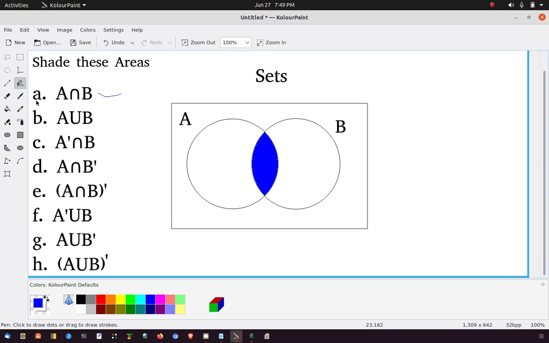Now, the next area that you want to shade is A union B. What did you do for A union B? Let's look at that. A union B means the areas that include A or B or both. So what you're looking at is that area. That is A union B. Okay?